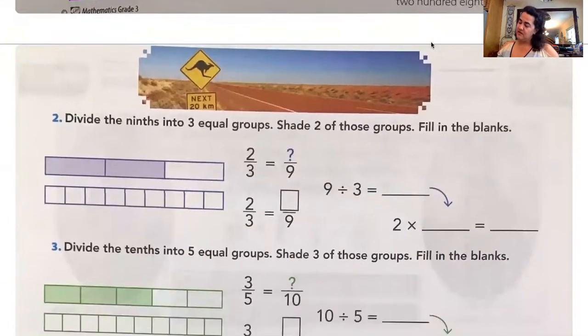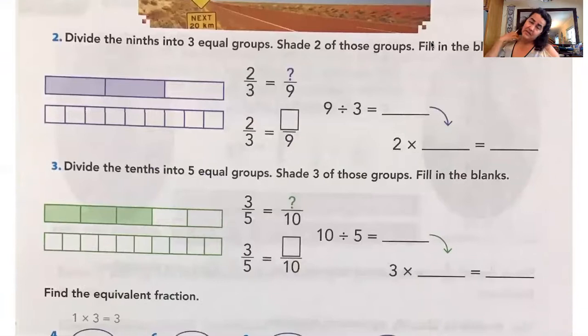Moving on. We're going to do the same steps in order to divide the ninths into 3 equal groups and shading 2 of the groups. Then we have to fill in the blanks. So, doing our backwards C, 9 divided by 3 is 3. Going across this way, we multiply. What's 2 times 3?